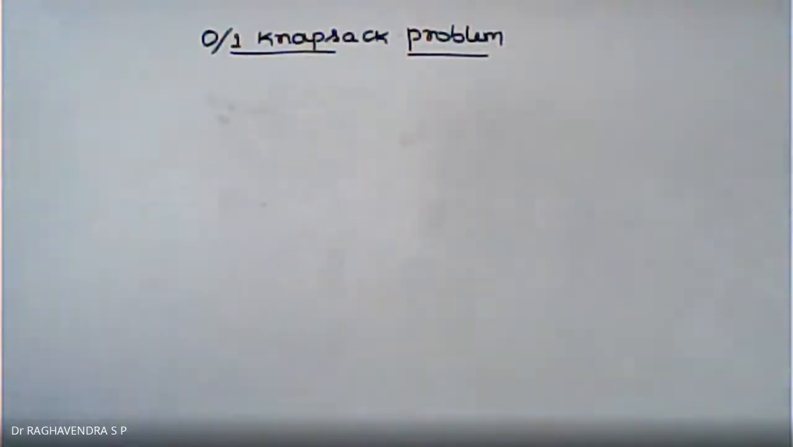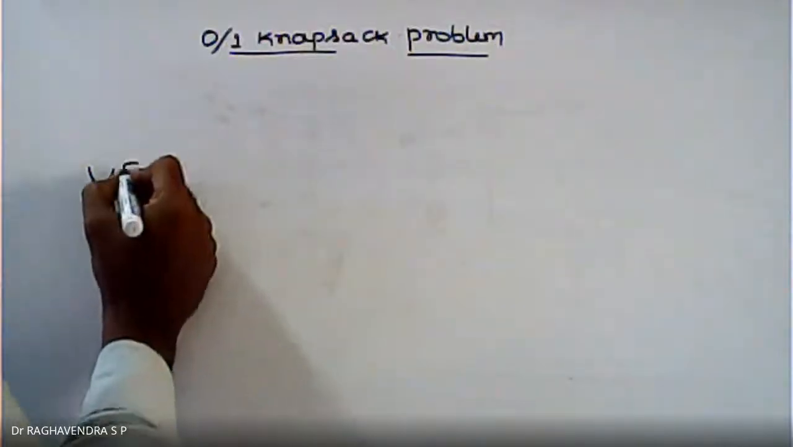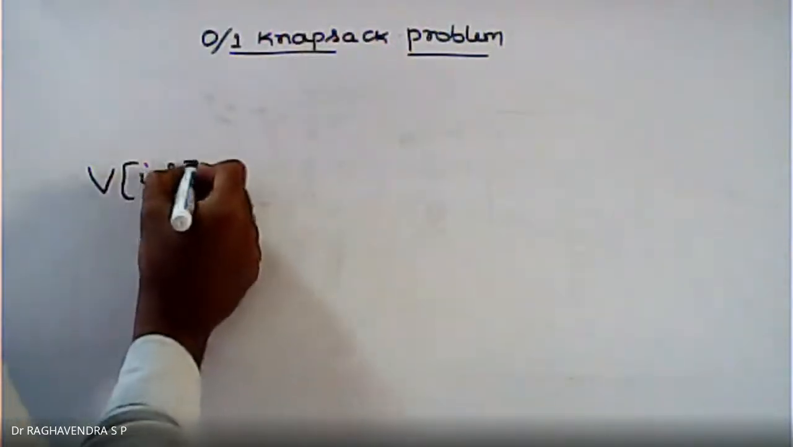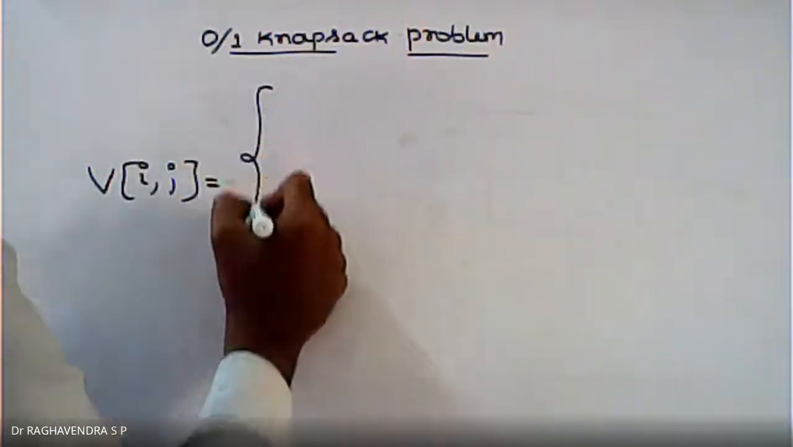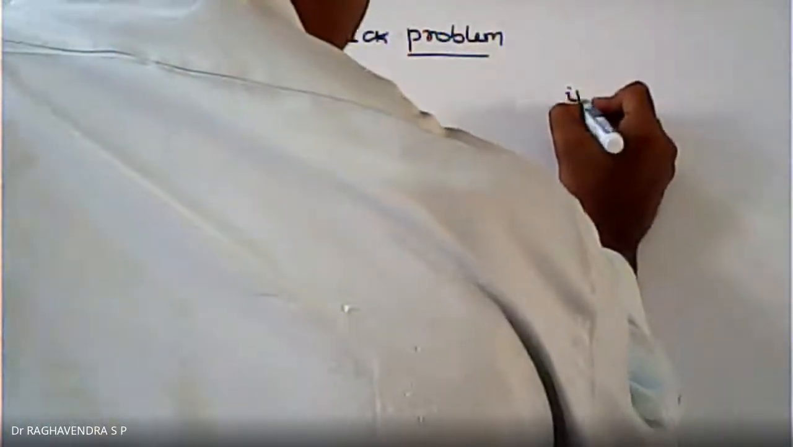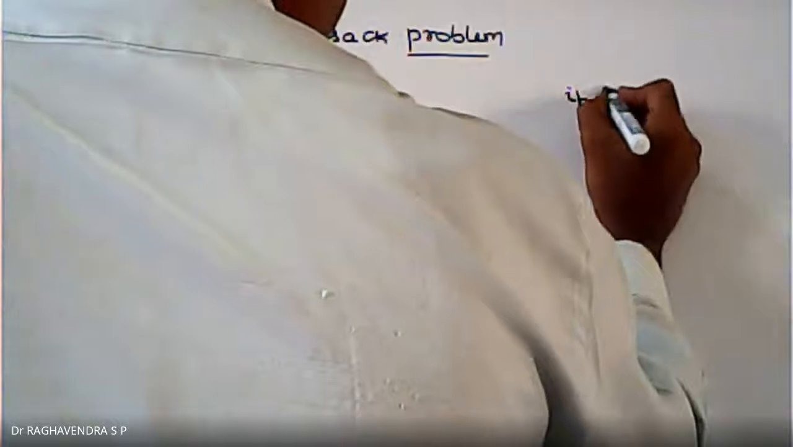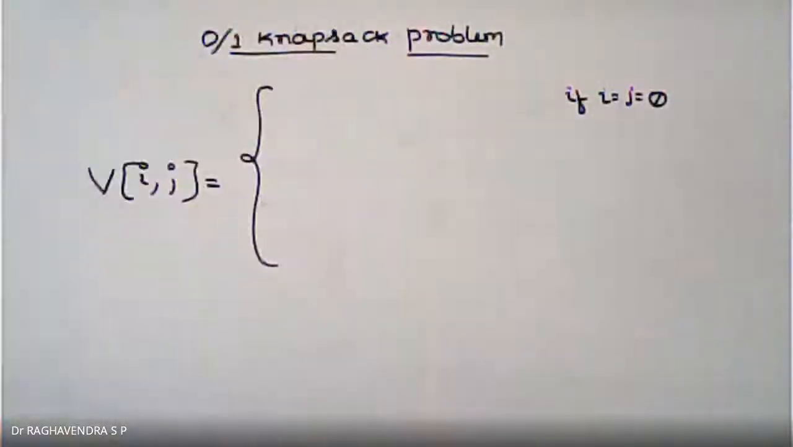Okay, now we have to write this relation. So V of i comma j is equals to... Suppose if i is equals to j is equals to 0. If i is equals to 0, what is the meaning?